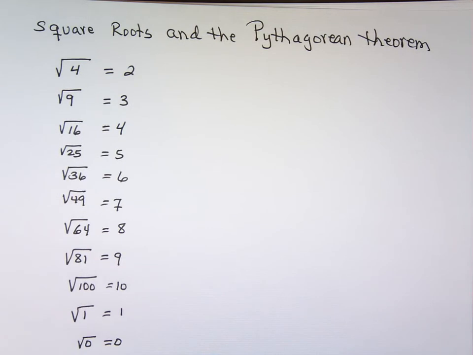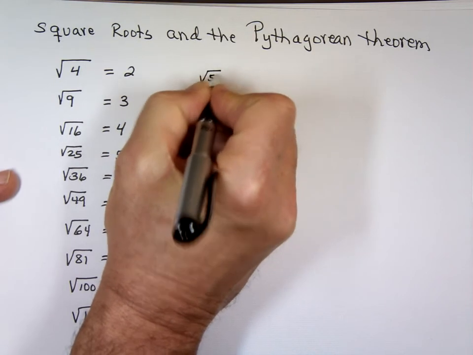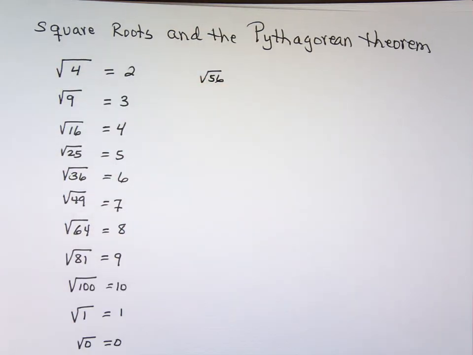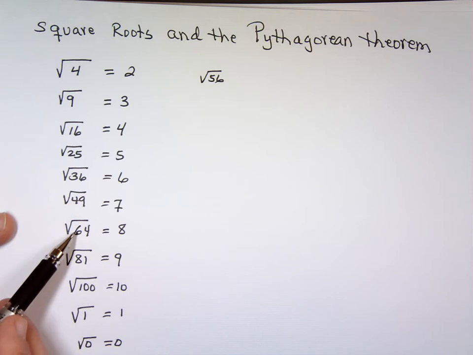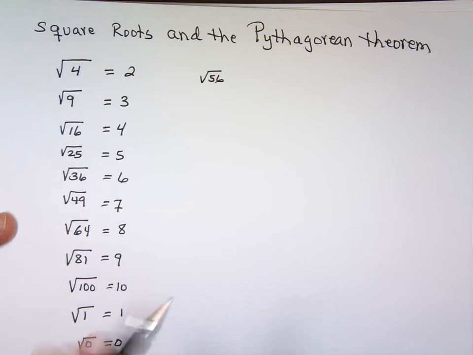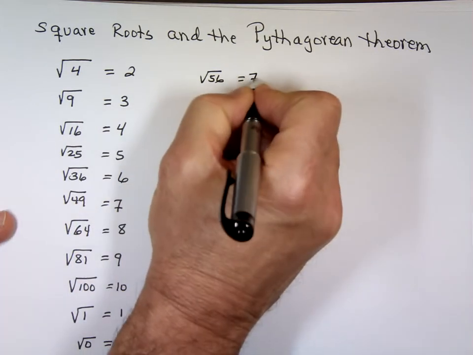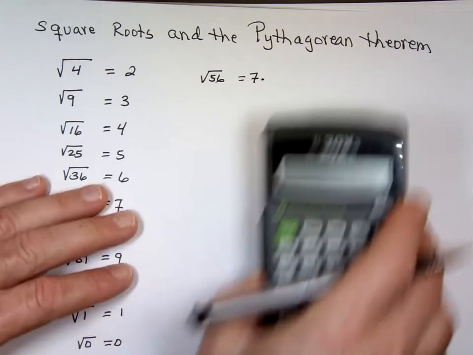If we give you a number that's not one of those numbers, then you have to go to the calculator. So if we said to you, what is the square root of 56? You go, 56? Let me see. Oh, that's not here. Then we can't do it just off the top of our head. I can tell you 56 is between 49 and 64. So I know it's more than 7 but less than 8. It's 7 and some change. That's all I can tell you.